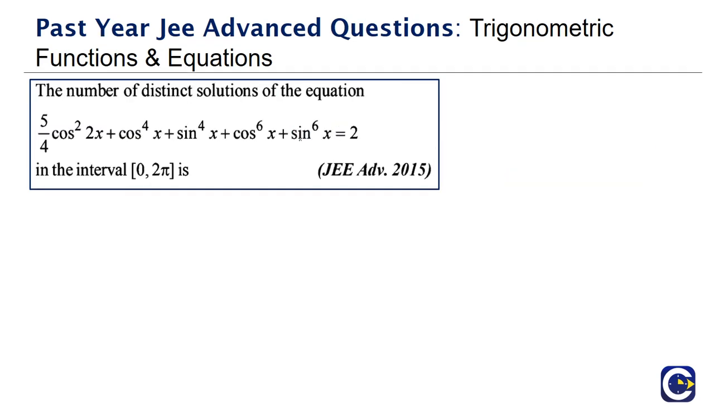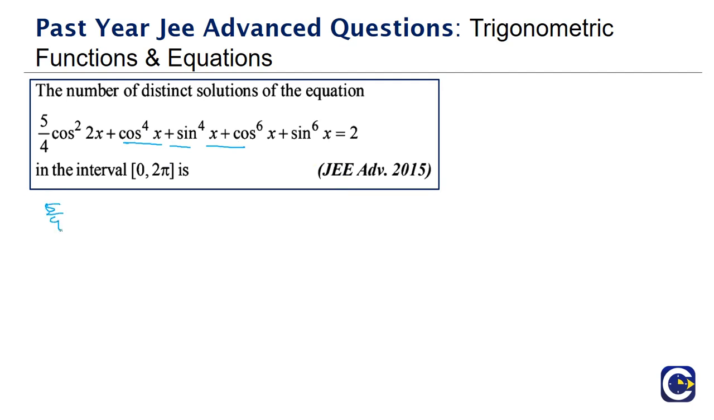The number of distinct solutions of the equation 5 by 4 cos square 2x plus cos power 4x plus sin power 4x plus cos power 6x plus sin power 6x is equal to 2 in the interval 0, 2 pi is. So first step what we'll do is we'll convert everything into cos 2x and sin 2x form.